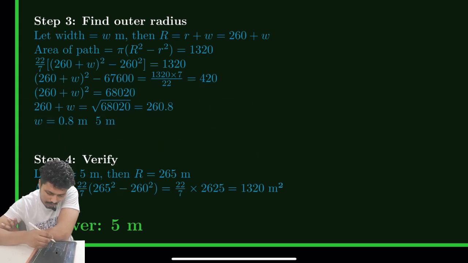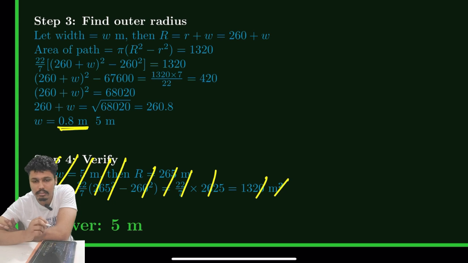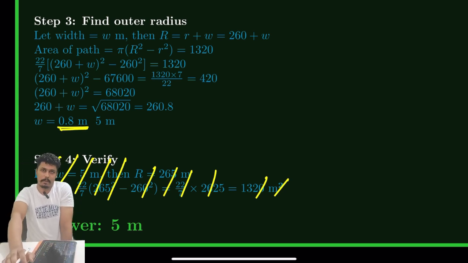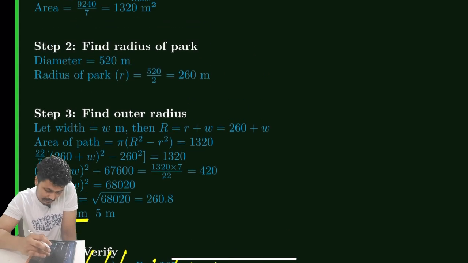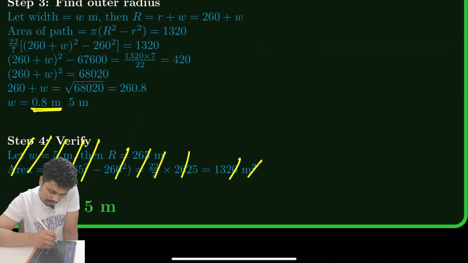Now I got the answer to be 0.8 meter. Okay, now I think there is some mistake. So what might be the mistake? Because they have written 5 meter, this is the textbook answer, right? The textbook answer is this one.